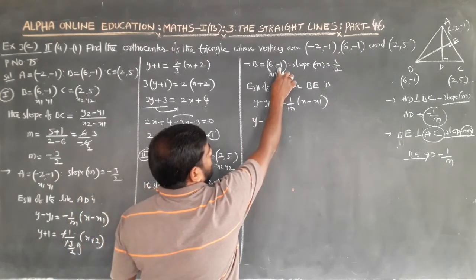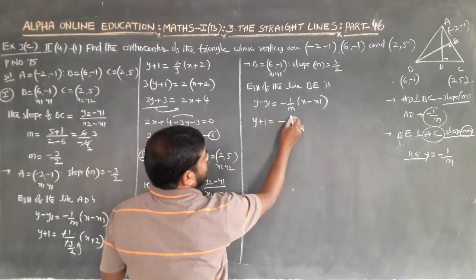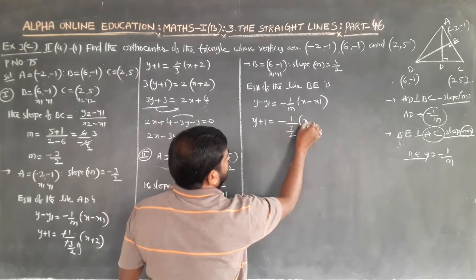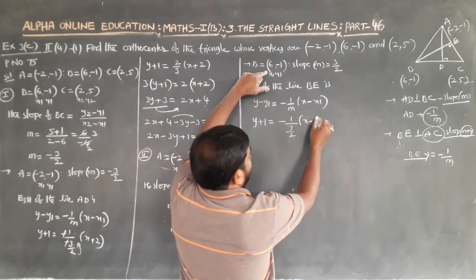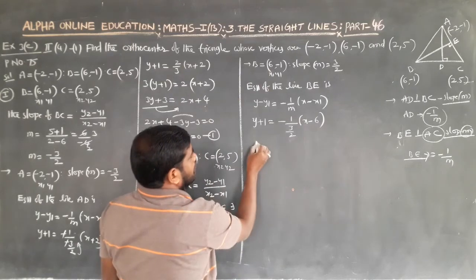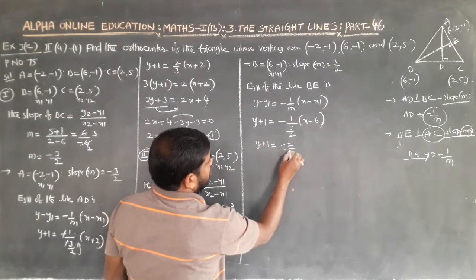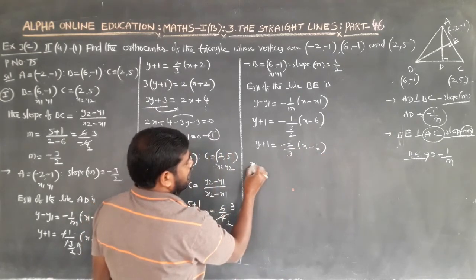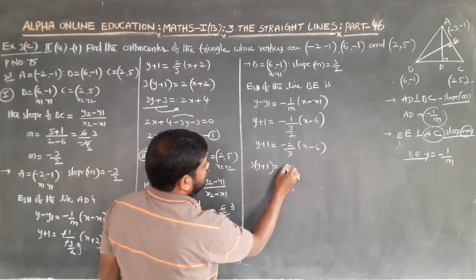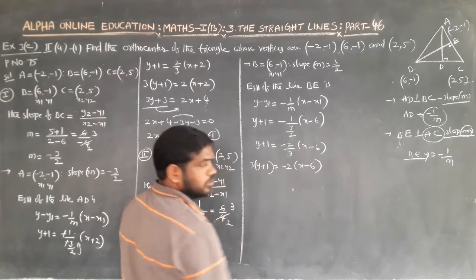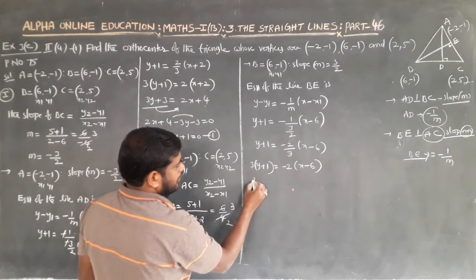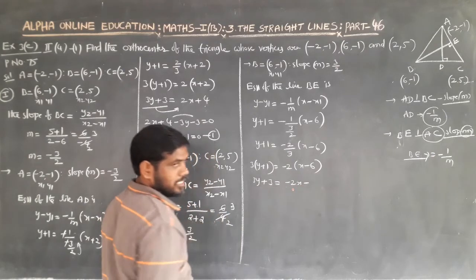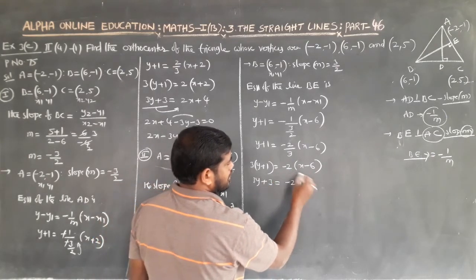Here m is equal to 3 by 2, and the point is x1 = 6, y1 = minus 1. Taking to numerator, y plus 1 is equal to minus 2 by 3 into x minus 6. Taking 3 to the left side, 3 into y plus 1 is equal to minus 2 into x minus 6. 3y plus 3 is equal to minus 2x plus 12.